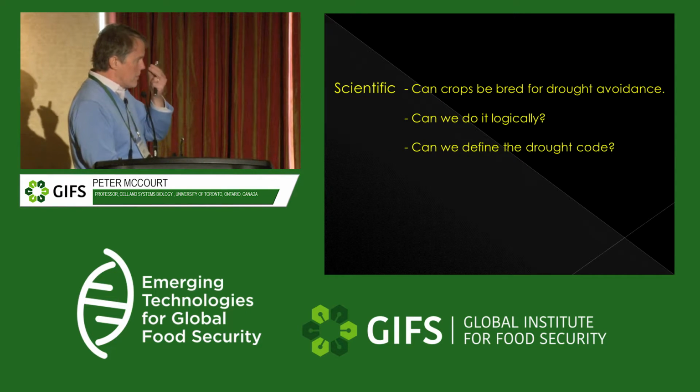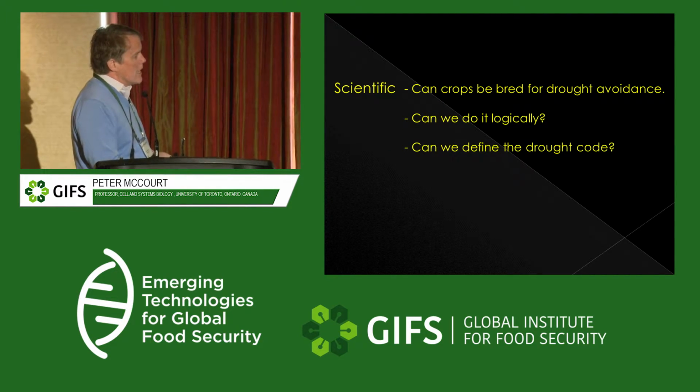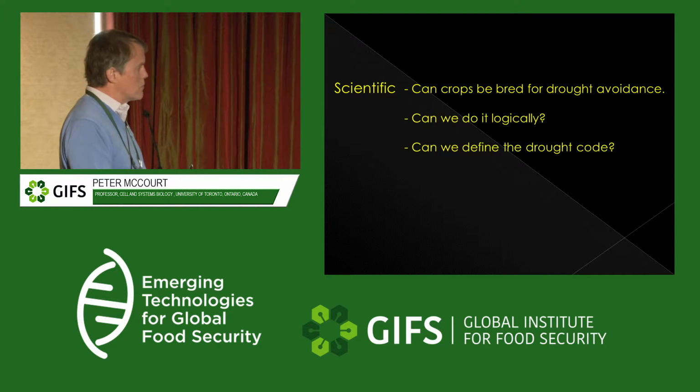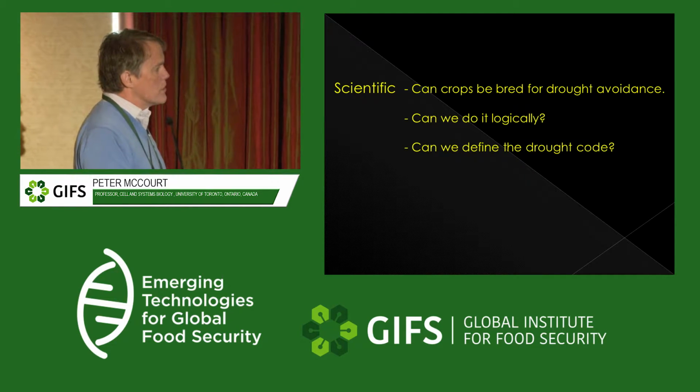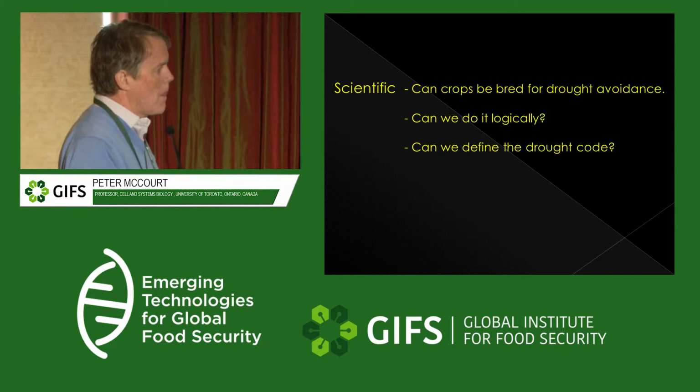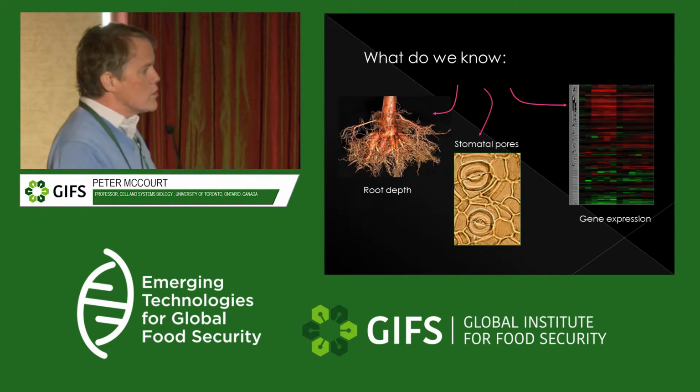All right, so we're going to focus on the science. Can crops be bred for drought avoidance? Yes, of course they can. Can we do it logically? I think we've seen today that with molecular technologies, we're getting much more logical in how we develop those crops. And finally, what I'm most interested in is, can we define a genetic code at the basic level? So, what do we know about drought?